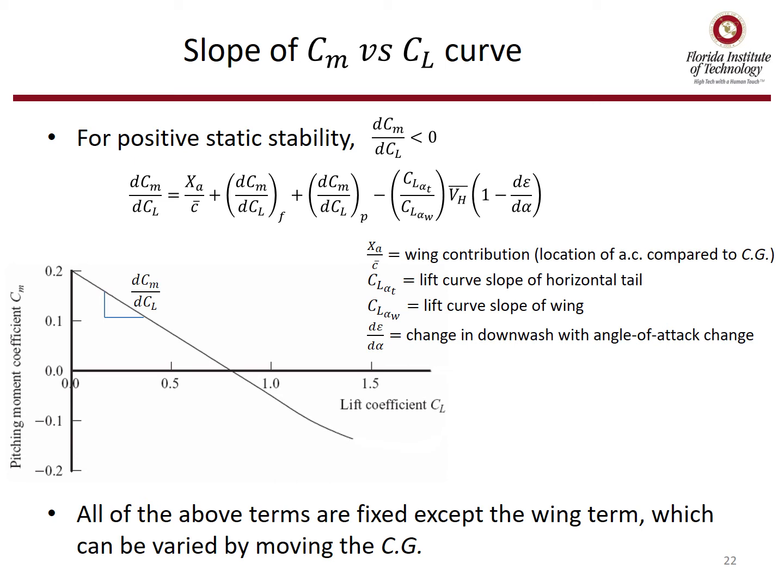So let's analyze this graph again, Cm versus Cl, and we have the slope dCm/dCl, and it has different components. And so the question is, how do we change the slope? Or what impacts the change of the slope? There's an equation here that shows that we have a wing contribution, which is the location of the aerodynamic center compared to the CG. We have some propulsion effects. We have the lift curve slope of the horizontal tail, ratio to the lift curve slope of the main wing.